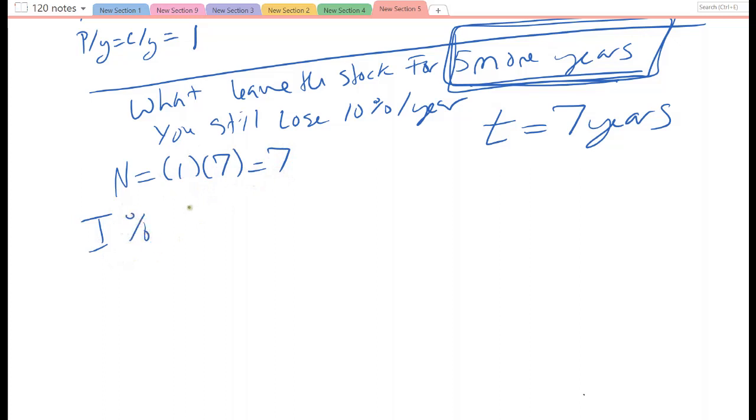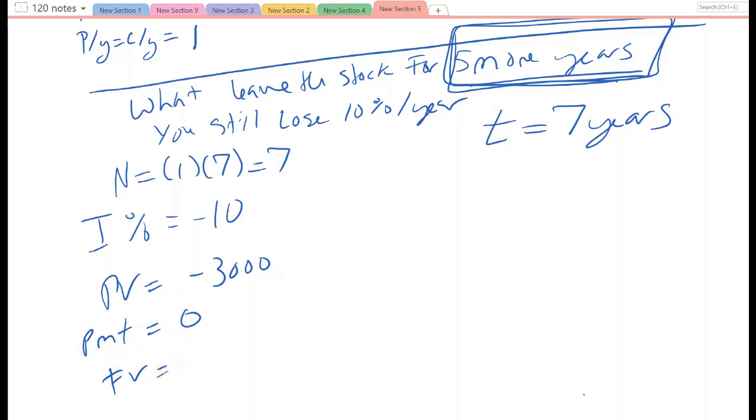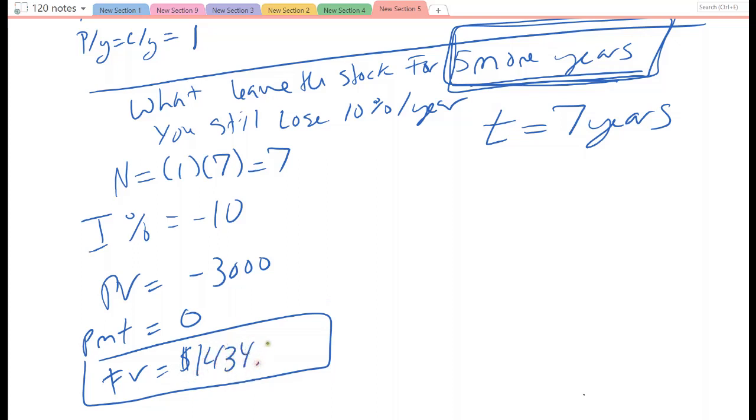Interest is still, so that's really the only thing that changes from our previous list. That's still negative 10. Present value is still negative 3,000. That's still 0. Future value is 1. And then the ones at the bottom are still 1s. They stay the same. This is the one we're going to solve for. So we do the same thing. We hit alpha, enter, and solve. And when we solve, this comes out to $1,434.89.